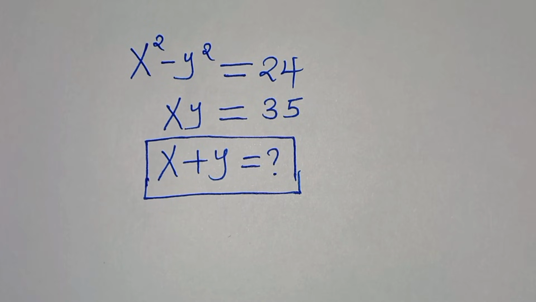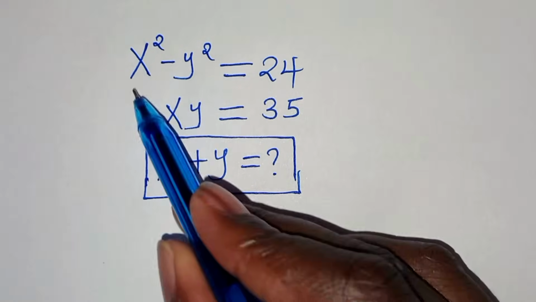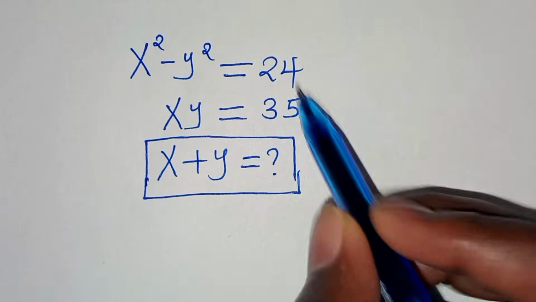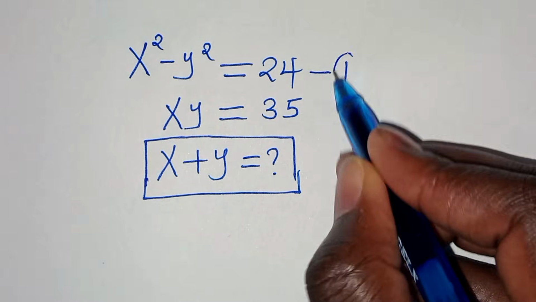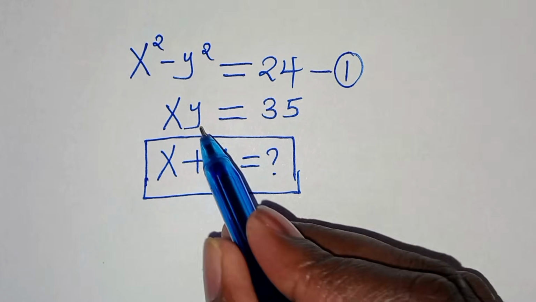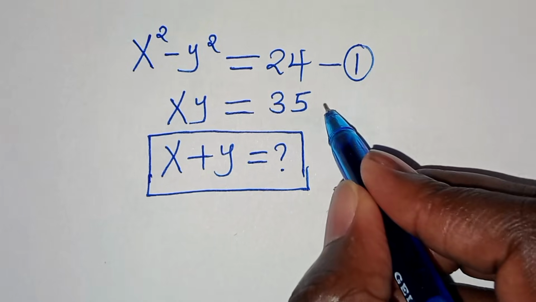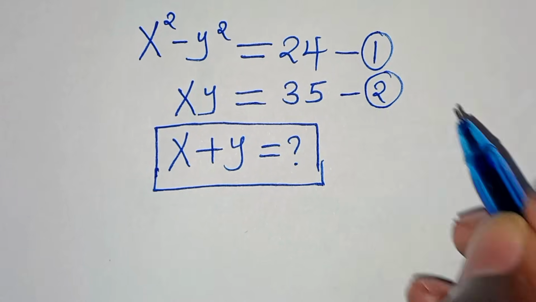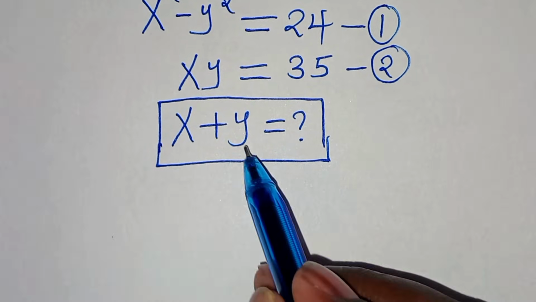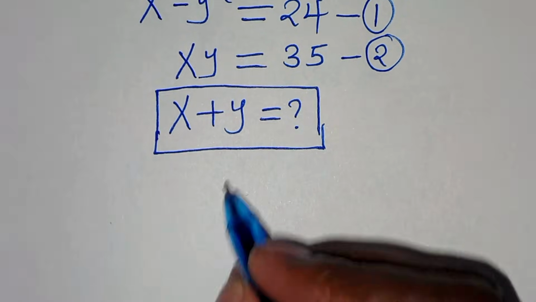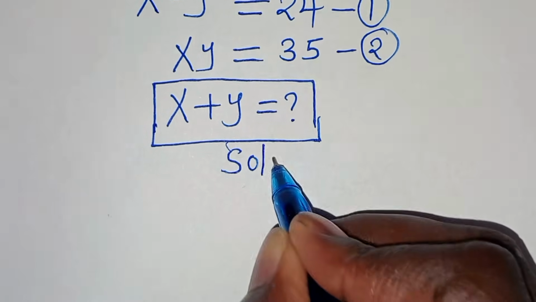Come to solve this nice algebra problem, which is x squared minus y squared. This is equal to 24. Let's call this equation 1. And we have that x times y, this is equal to 35. Let's call this equation 2. So what is the value of x plus y? Let's provide a solution from here.